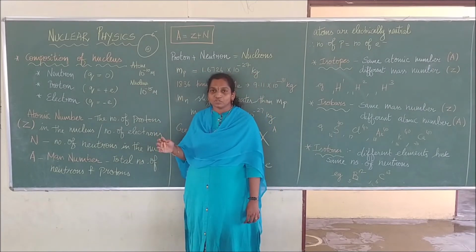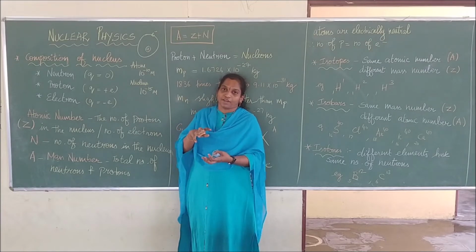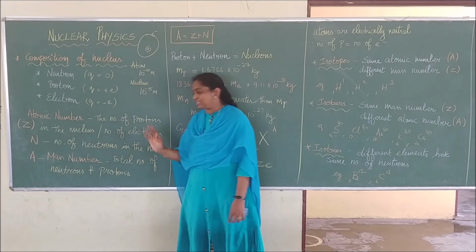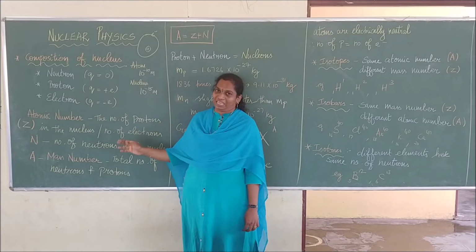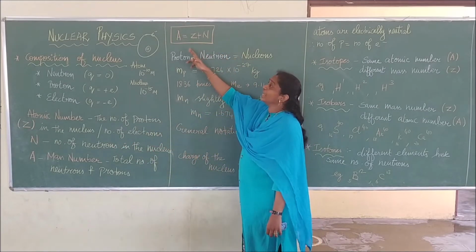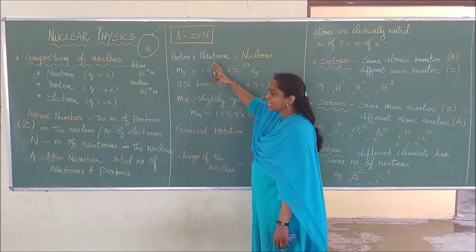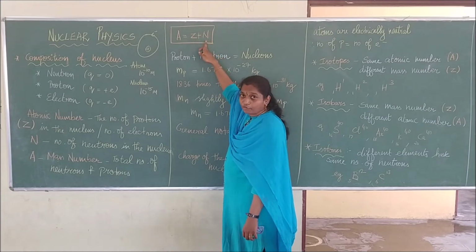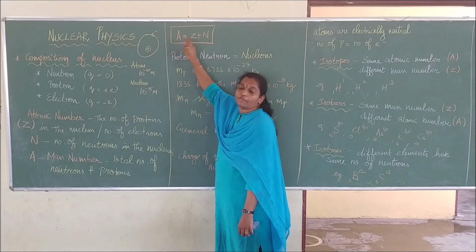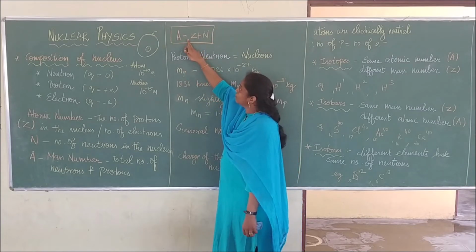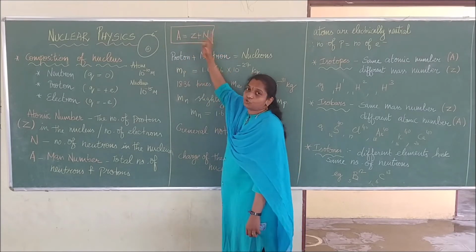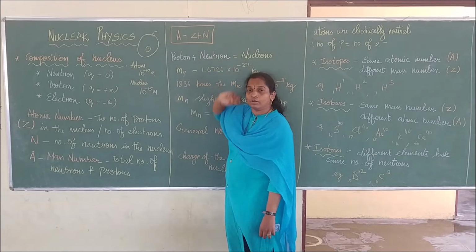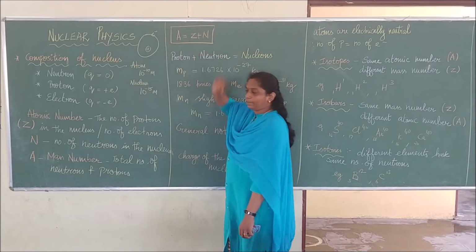Then next is the mass number. Mass number means the mass at the center of the nucleus is said to be the mass of an atom. Therefore, the number of protons plus the number of neutrons is called the mass number. It is represented by the symbol A. Therefore, we can write the general equation A = Z + N. Z stands for the atomic number, that is the number of protons. Number of protons plus number of neutrons gives you the mass number. So mass number is equal to atomic number plus neutron number. This is the main equation, so you have to remember that.